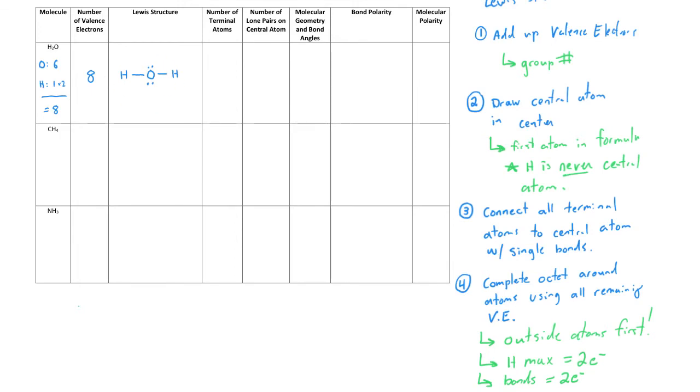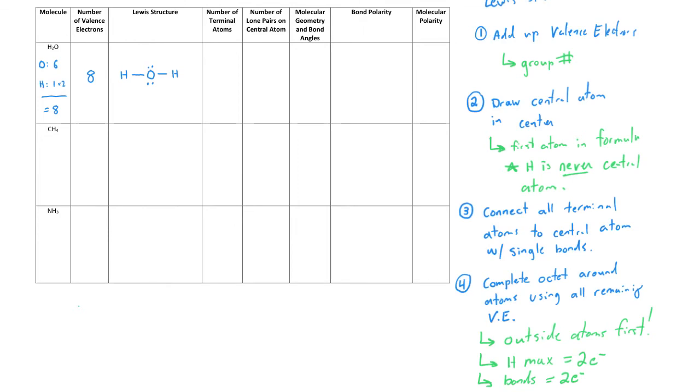So that's the process for drawing a Lewis structure. First, we add up the number of valence electrons, right? That's based on the group number. Then we draw a central atom in the middle, right? Remembering that hydrogen is never central, but otherwise it's the first atom in the formula. Then step 3, we're going to connect all the terminal atoms to the central atom using single bonds. Okay, that's step 3. Then the 4th step is we complete the octet around all of the atoms, going from the outside in, so the terminal atoms first. Remember, hydrogen, maximum of 2, and then each bond is worth 2 electrons. And then if you do that properly, you'll end up with an accurate Lewis structure.